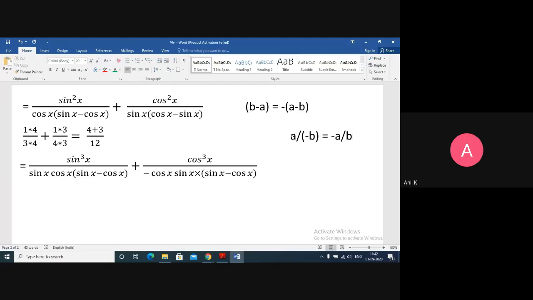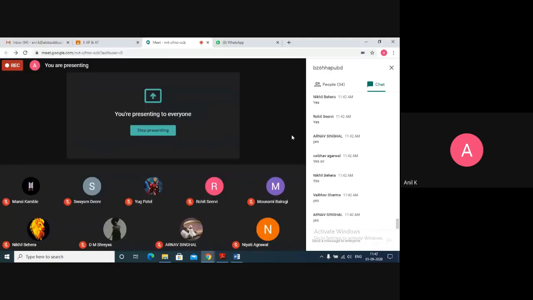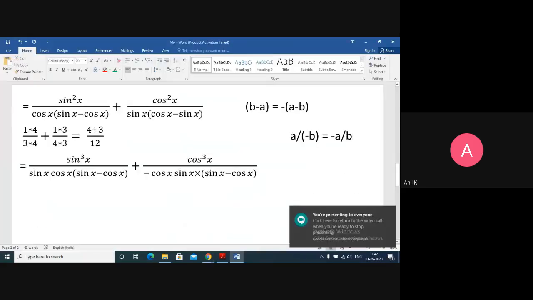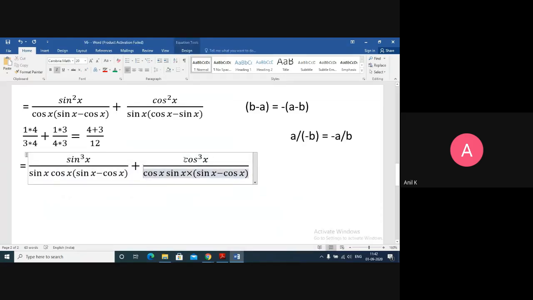Is that true? 2 upon minus 3 will be the same as minus 2 upon 3, or 5 upon minus 6 will be the same as minus 5 upon 6. Do you agree? So keeping this minus sign in the denominator will be the same as keeping the minus sign in the numerator. See how I am transferring the minus sign.